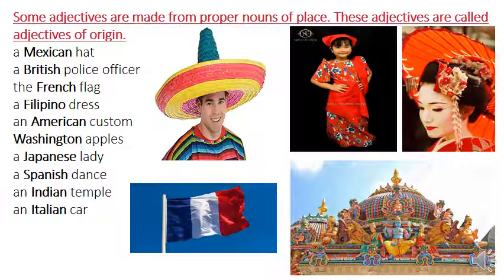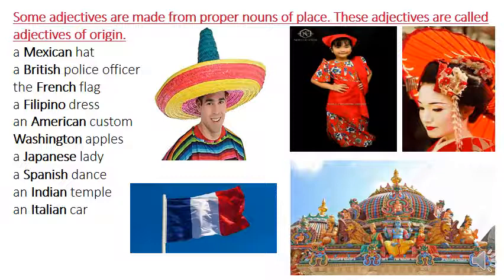Some adjectives are made from proper nouns of place, and these adjectives are always written capitalized. These adjectives are called adjectives of origin. What do we mean by that? If I say, I am Lebanese, Lebanese is an adjective which refers to a certain place. A Mexican hat, Mexican is an adjective, but it refers to a place.